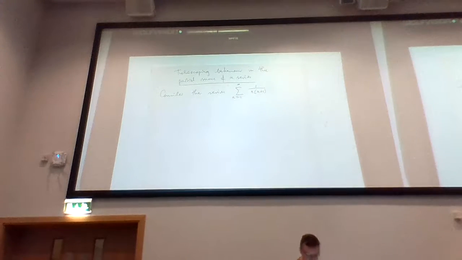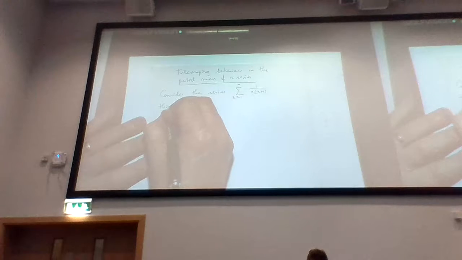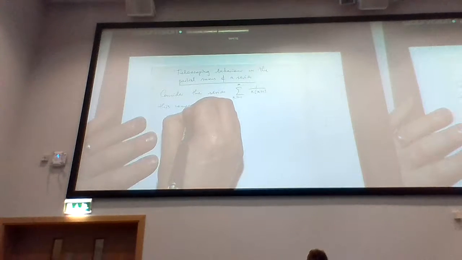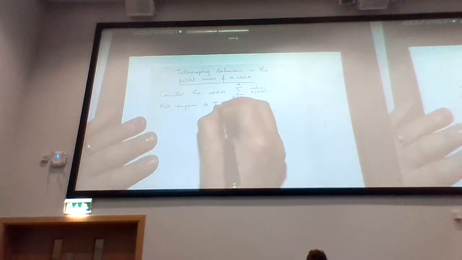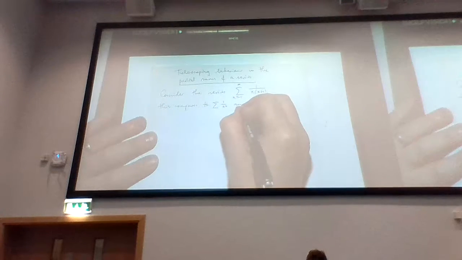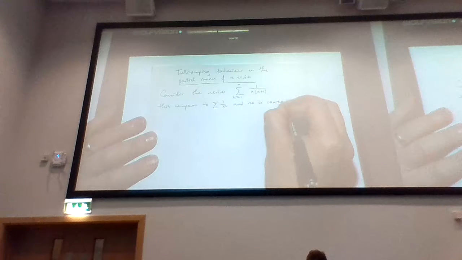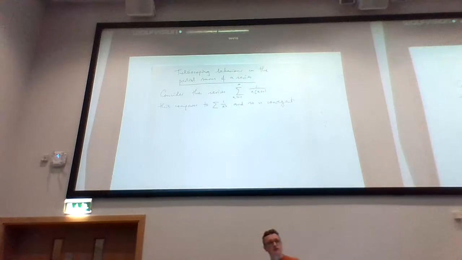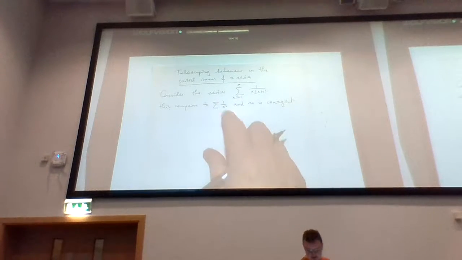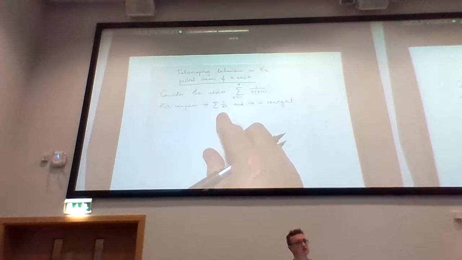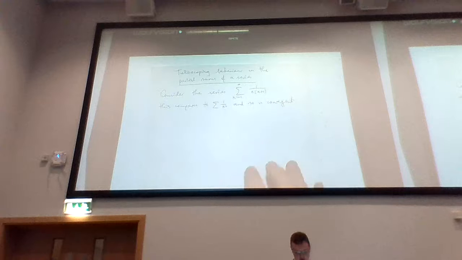Now, this compares to the sum of 1 over n squared, and so is convergent. The dominant behavior of the denominator is the n squared term, so by the limit comparison test, it's going to have the same convergent status as the sum of 1 over n squared, and that's convergent.